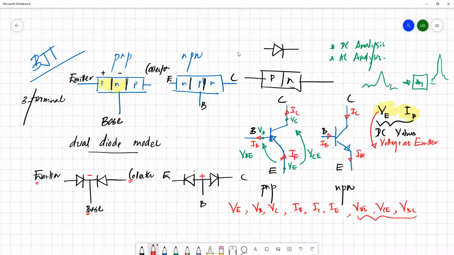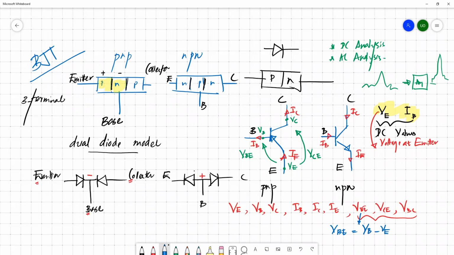Then you can introduce a corresponding subscript according to your requirement. If it is V subscript E, it represents the DC voltage at emitter. Similarly, VBE is the DC voltage at base with respect to emitter. So VBE equals VB minus VE.